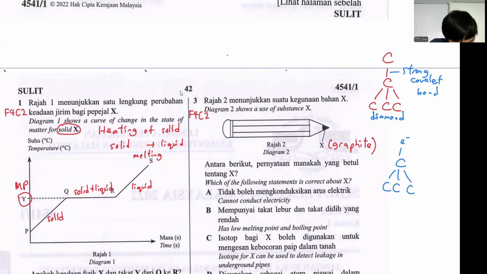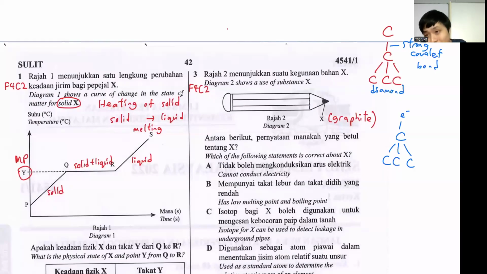Okay, so in this case, you see, diamond cannot conduct electricity, because no charge, no electron, no ion, nothing. But graphite, interestingly, can conduct electricity because it has the free moving delocalized electron. Okay, so A cannot be the answer, but it's still a covalent compound. Graphite is a covalent compound.